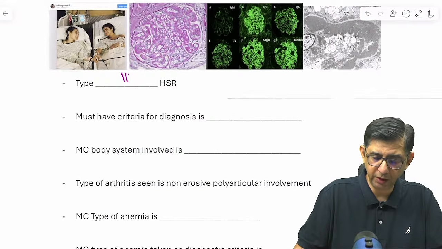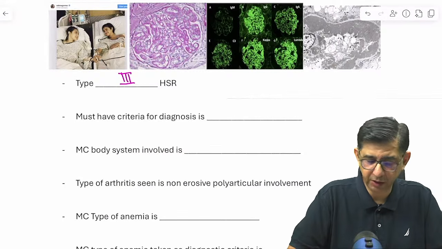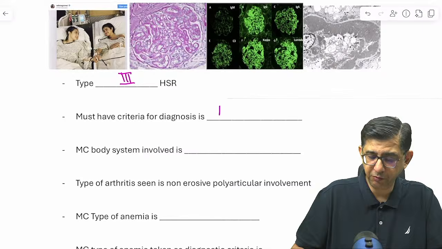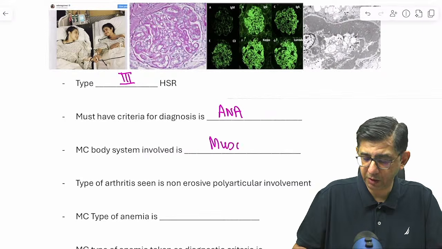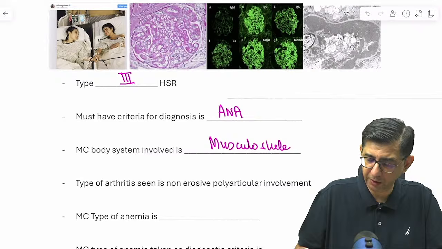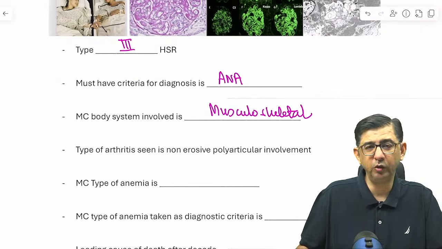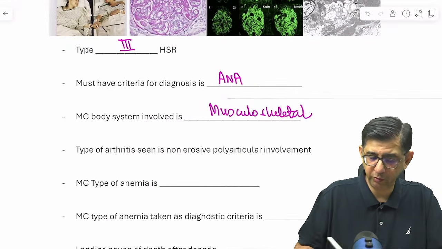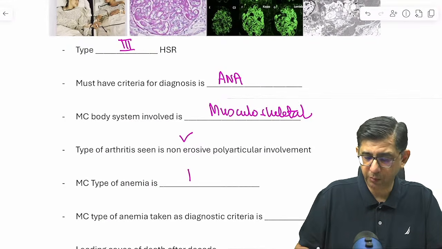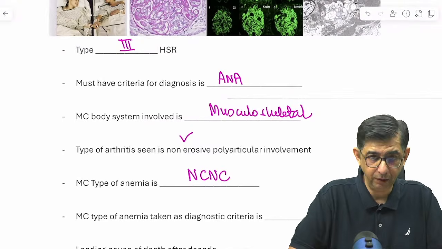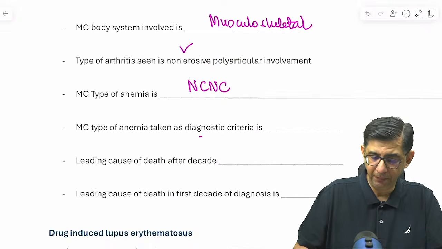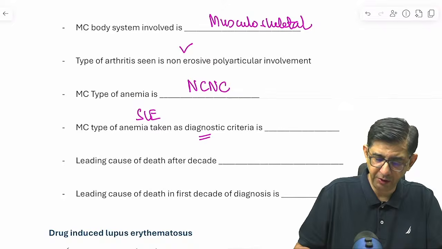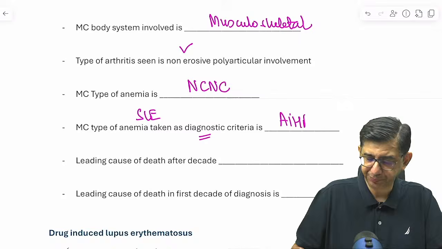You know that SLE is a type 3 hypersensitivity reaction. The must-have criterion for diagnosis of lupus is antinuclear antibody. The most common body system involved, this was a May question, is the musculoskeletal system. The arthropathy can involve any large joint, but it is non-erosive. The most common type of anemia seen is normocytic normochromic anemia, anemia of chronic disease. But if it asks what type of anemia in SLE is taken as a diagnostic criterion, then it is autoimmune hemolytic anemia.